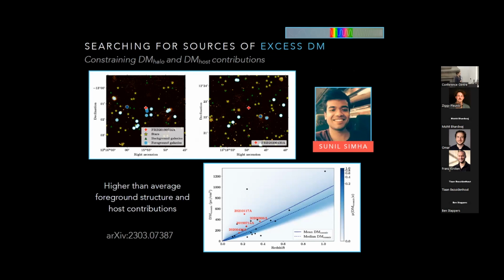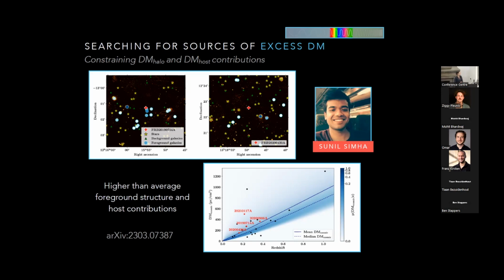Okay, that's more on the host galaxy side of things, but we can also do really nice astrophysics and cosmology work, as we heard this morning. And this is work that's led by Sunil Simha. Here he's using spectroscopic foreground mapping of galaxies to map the DM halo and DM host contributions of FRBs. The idea here is that you can take FRBs where the DM cosmic value is larger than average, and you can obtain spectra of all of the field galaxies in order to pinpoint how much of that excess DM comes from the host galaxy or from intervening galaxy halos.